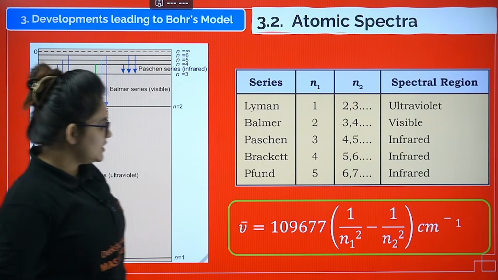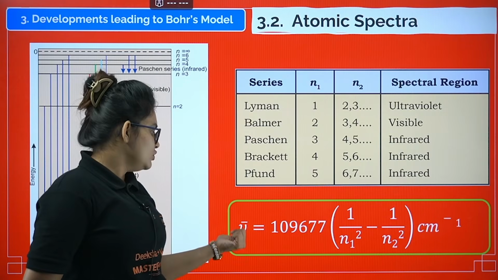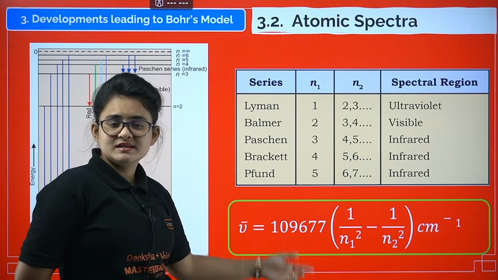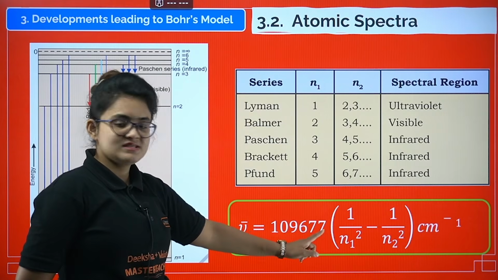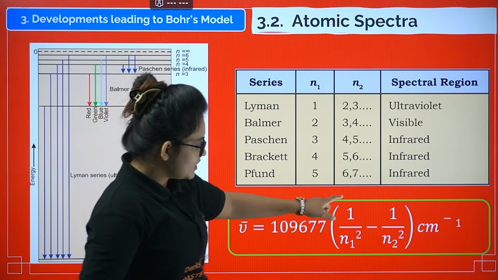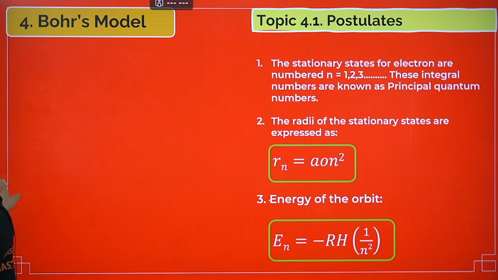So the formula that you can use to calculate the frequency is nu bar equals R, where R is the Rydberg constant, 109677 centimeter inverse, times (1 by n1 square minus 1 by n2 square). Okay, so let's go ahead.